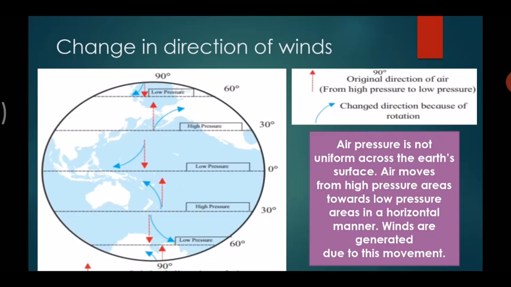So the red arrows are the original direction and the blue arrows are the change in the direction. Because of what? Because of the rotation of the Earth. Okay, so this is the change of the direction of the winds. In this way, winds are generated by the horizontal movement of air.